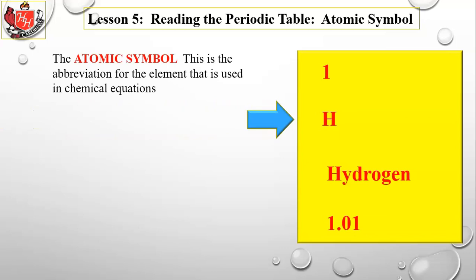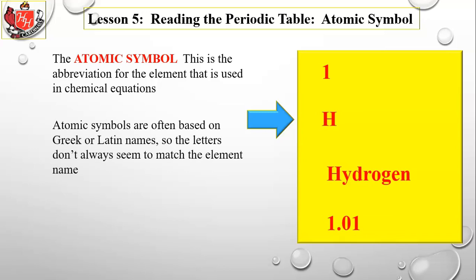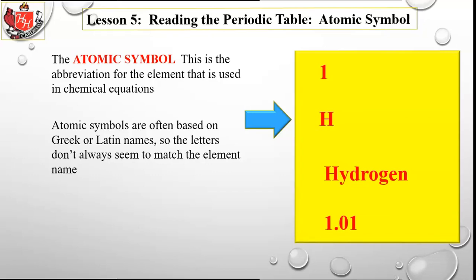The atomic symbol. This is the abbreviation for the element used in chemical equations. Atomic symbols are often based on Greek or Latin names, so the letters don't always seem to match the element name. The atomic symbols are international. No matter what language the scientist speaks, the symbol for hydrogen is always going to be an H. So even scientists in, say, Germany or China or Mexico, they're all going to use H for hydrogen, no matter what the name of hydrogen is in their local language.